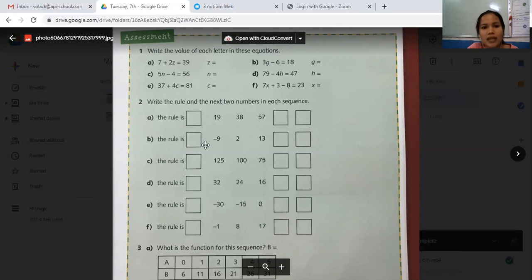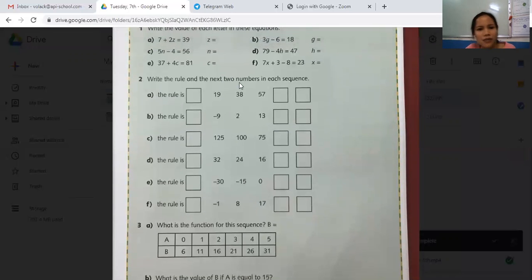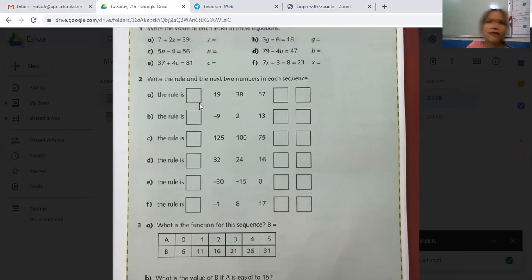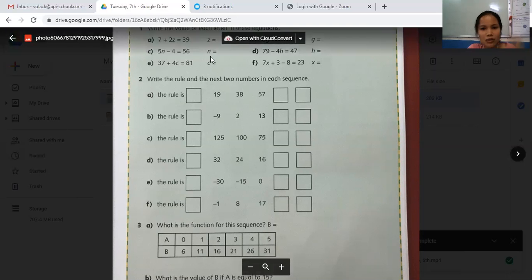Two, write the rule and the next two numbers in each sequence. So here you write the next sequence by taking a look at this, and then you find out the rule. The rule is not just like subtract 14, subtract 16, but you find out, for example, the rule is 2n plus 1 or minus and so on. So in this sequence, they don't give you boxes A or B or rectangle or triangle or square, but you can just do it yourself. This is first, second, third, and then fourth and fifth. You can find it out by yourself. Okay.